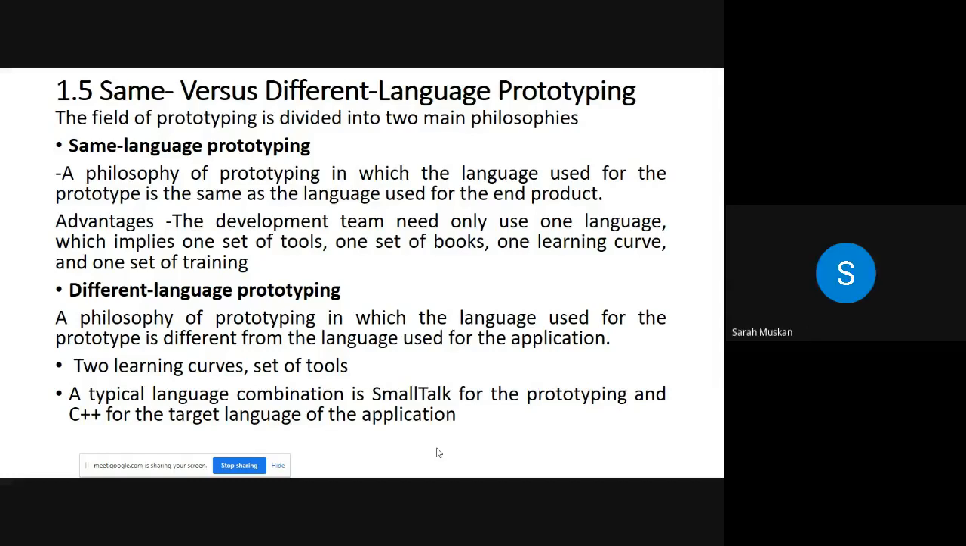Any doubt? No, ma'am. Okay, so in the exam, they may ask, explain about the same and different language prototyping techniques. Then you have to explain this. What is same language prototyping? Then what is different language prototyping?